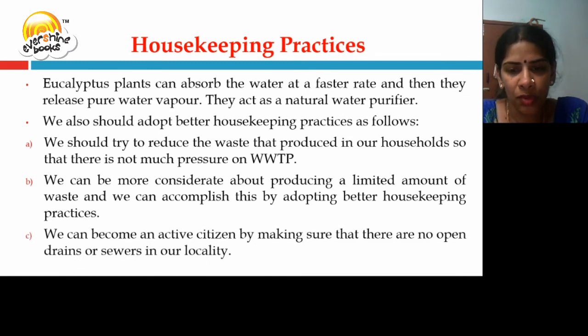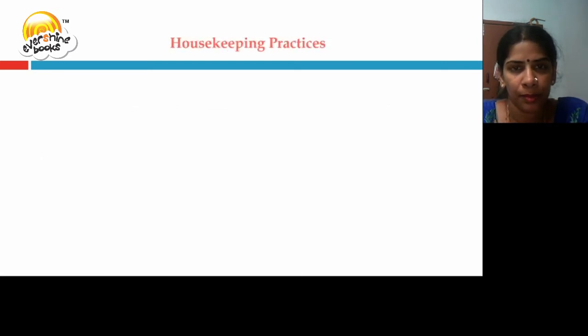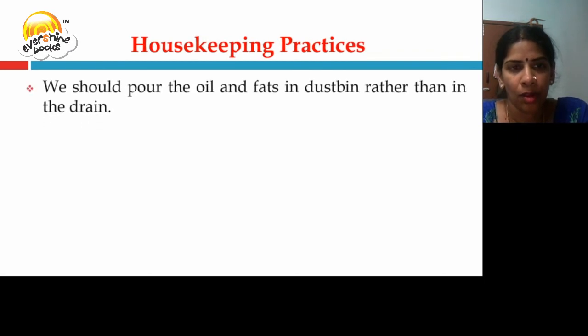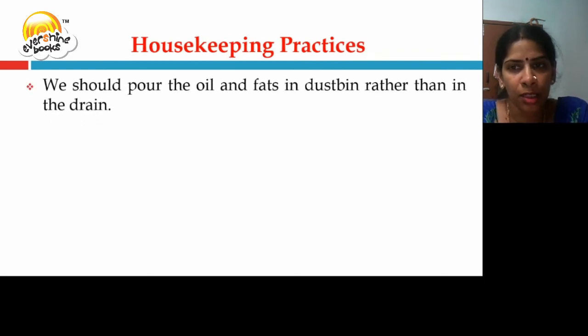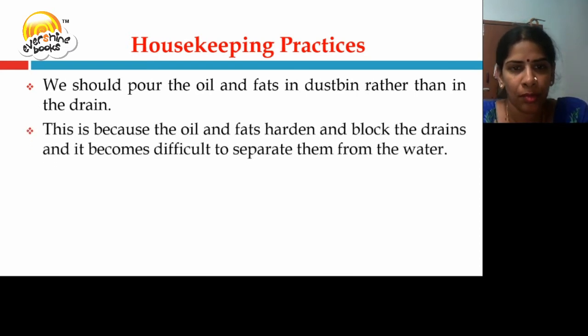We can become active citizens by making sure that there are no open drains or sewers in our locality. We should pour the oil and fats in the dustbin rather than the drain. This is because the oil and fats harden and block the drains, and it becomes difficult to separate them from water.